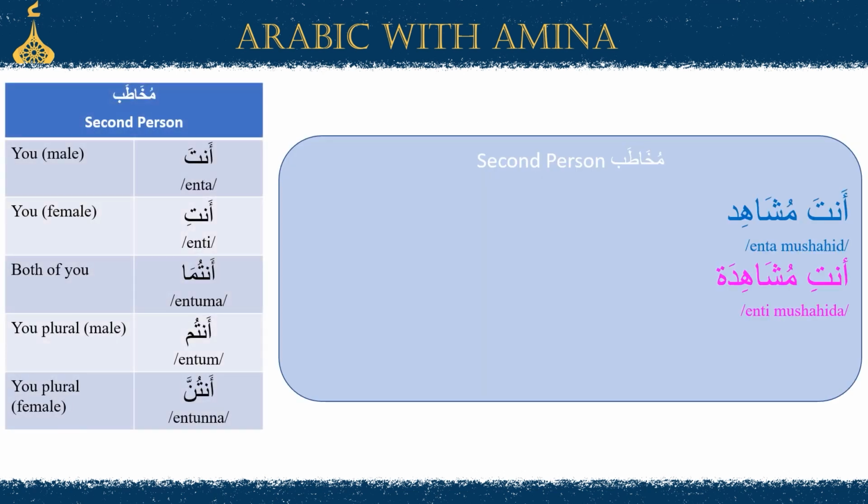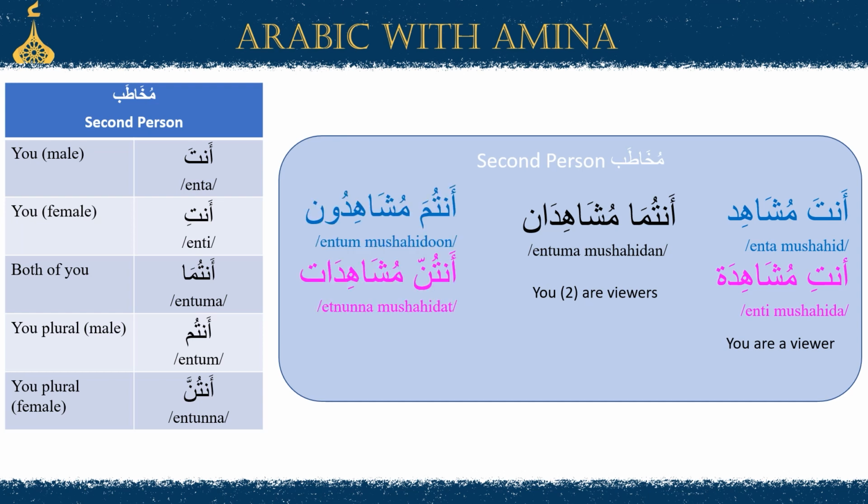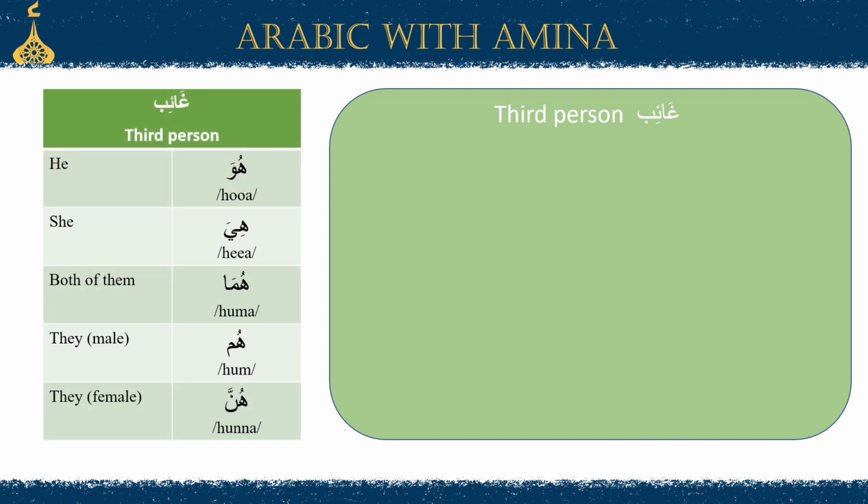أنت مشاهد if male. أنت مشاهدة if female, meaning you are a viewer. أنتما مشاهدان when talking to two people, meaning you, both of you, you two, are viewers. Talking to a group of three or more people if male, أنتم مشاهدون, or female, أنتن مشاهدات. You are viewers. Now for third person pronouns.